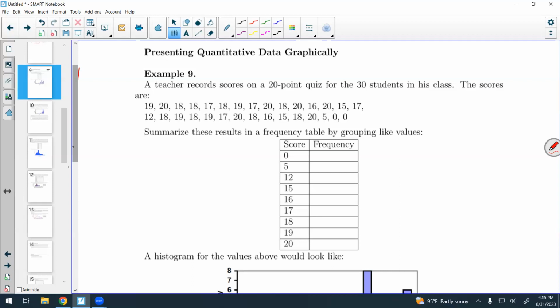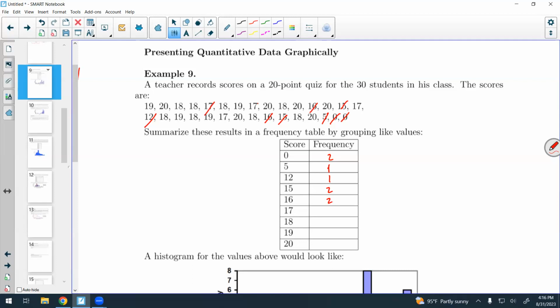We want to summarize these results in a frequency table by grouping like values. So I start out with how many zeros do I have? 1, 2. And I think I only have 1, 5. How many 12s? Just the 1? How many 15s? 1, 2. How many 16s? 1, 2.